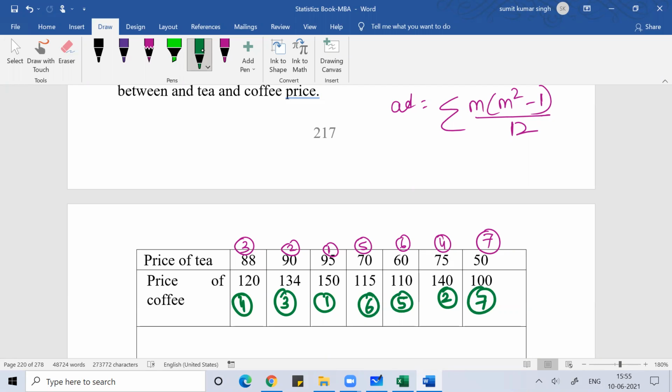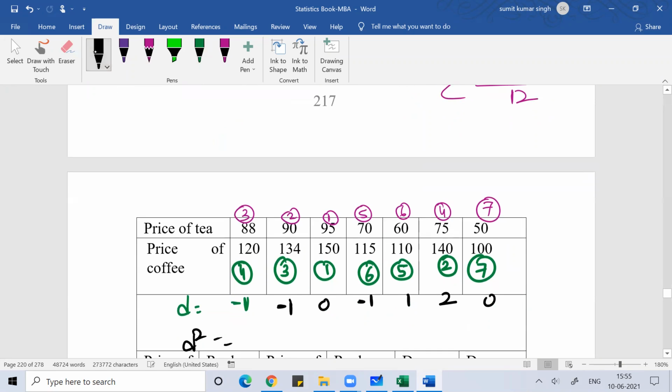Once you give the rank, I'll find the difference in the rank. 3 minus 4 is minus 1. Doesn't matter, because after that I have to do d square, and squaring of any number is positive. So the differences are minus 1, minus 1, 0, minus 1, 1, 2, 0. Then d square is 1, 1, 0, 1, 1, 4, 0. Sum of d square is 8.